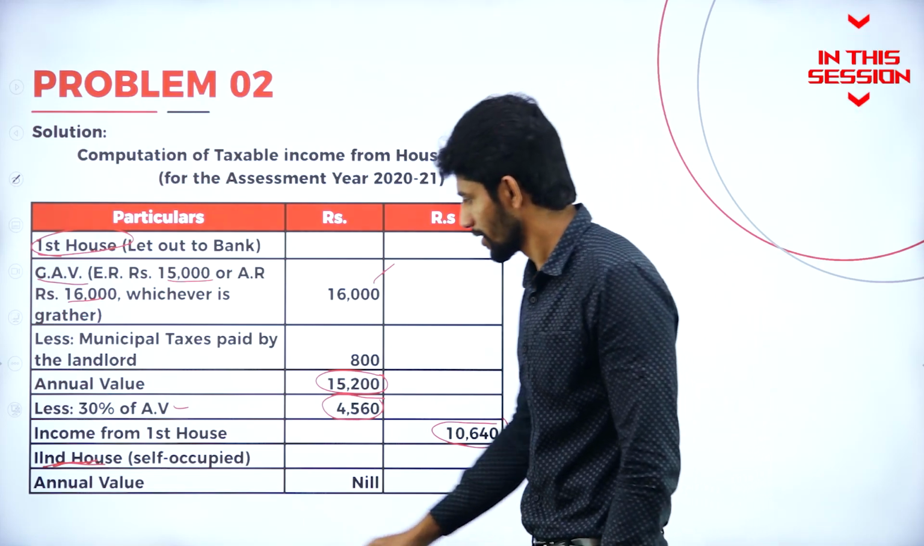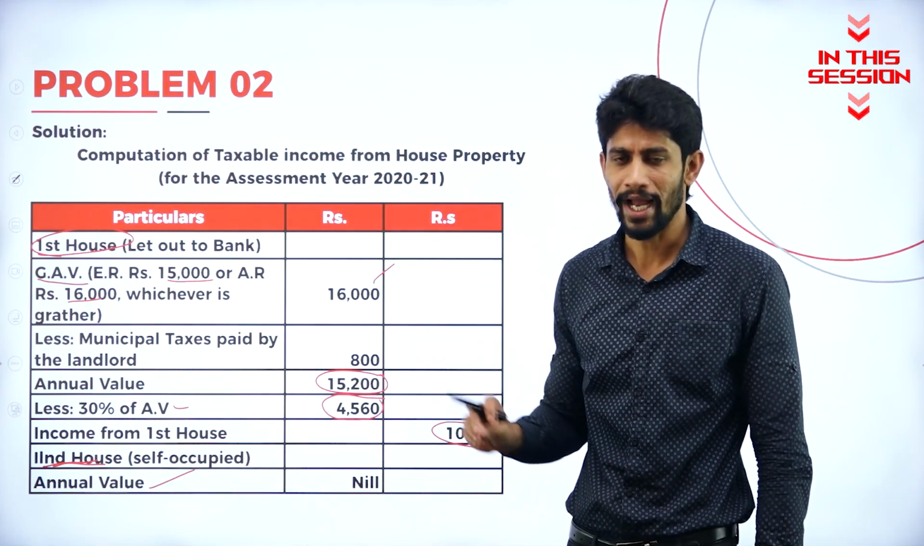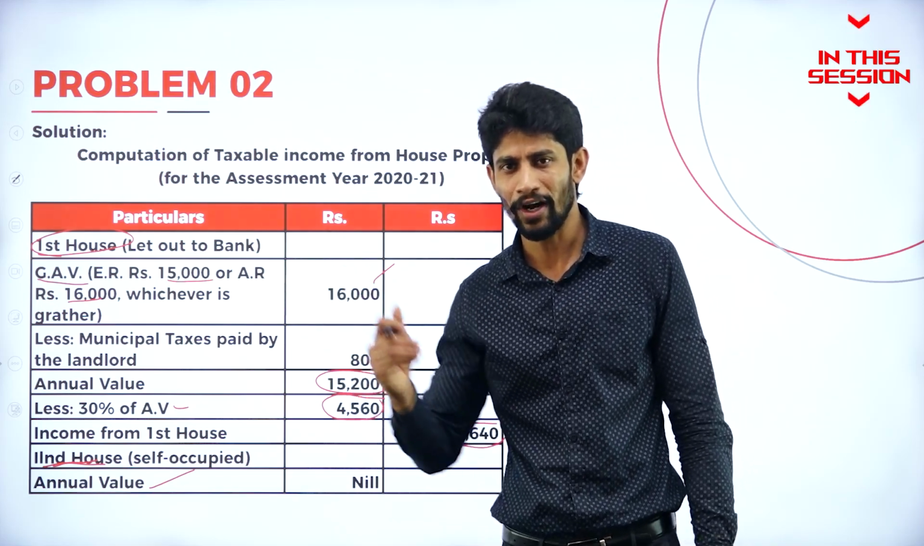Second house, self-occupied. It is occupied by the owner. So what is the format? Directly we will go with annual value. Annual value is nil because he is not receiving any rent.